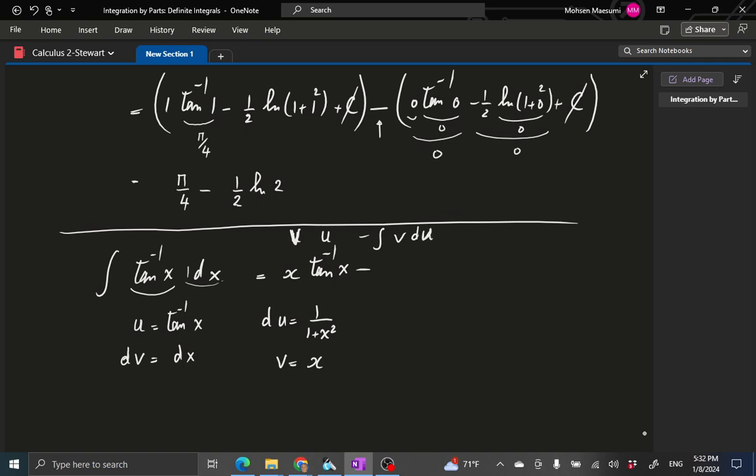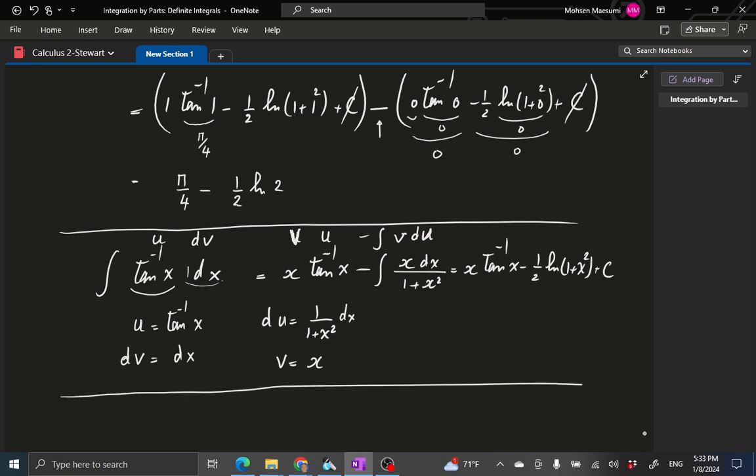So here was u dv, and here is v du. So what's my v? V is x, and du, excuse me, I forgot to write here my differential. V du is x dx over 1 plus x squared, which is just what we said a moment ago, is x tangent inverse of x, and this is 1/2 of logarithm of 1 plus x squared and a constant. So everything same as before, slightly different style of writing.